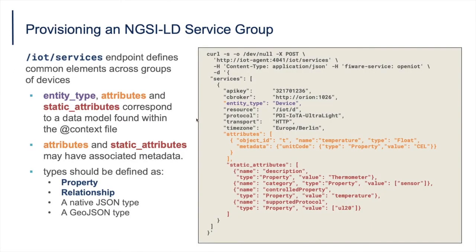The provisioning, which I just showed you, you can see that you need to have entity types, attributes, static attributes, which correspond to the values in that at context. This is where the interplay happens. And it is also a very good idea to follow names such as Property or Relationship, or you can use native JSON types or GeoJSON types. So you can add in things like float or number, which obviously would be worthwhile for devices. The default, I believe, is for a Property as a string, because that is more generic.